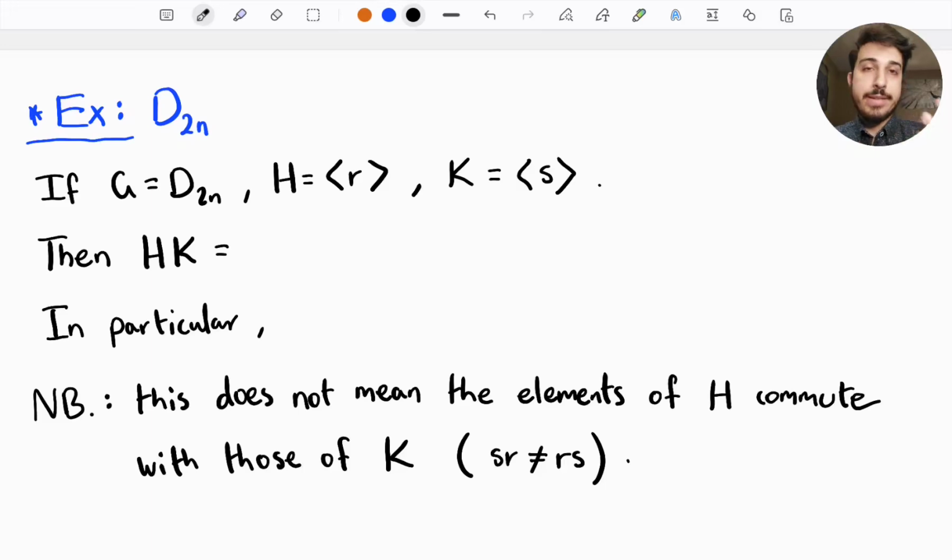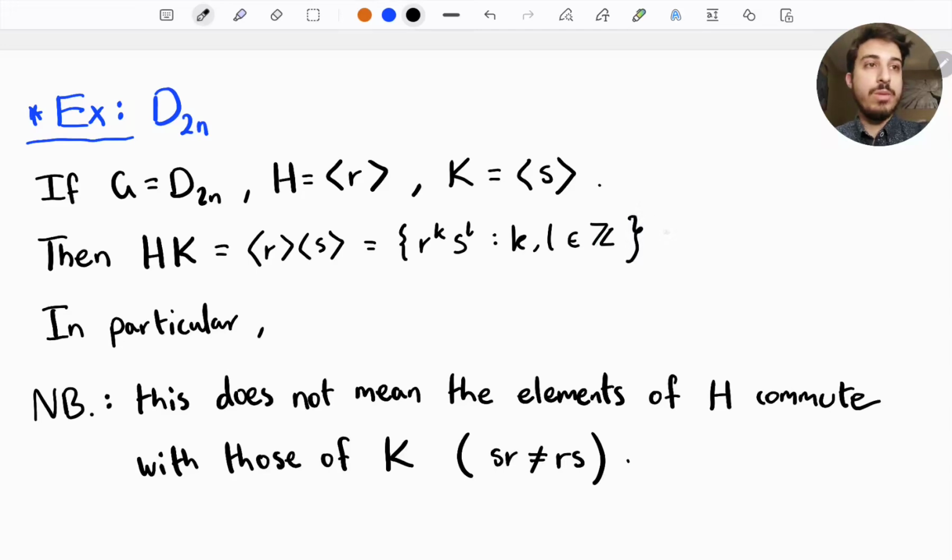Let us now look at an example using this proposition. If G is the dihedral group D2n, H is the subgroup generated by r, and K is the subgroup generated by s, then HK, the composite set, is going to be rs, and that is defined to be r to the k, s to the l, for integers k and l.